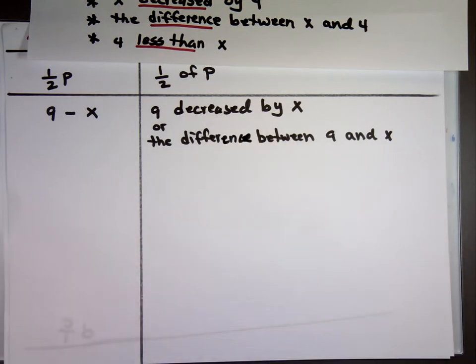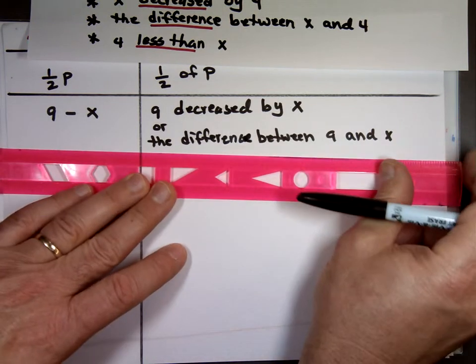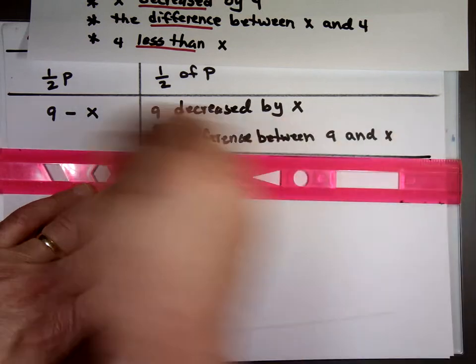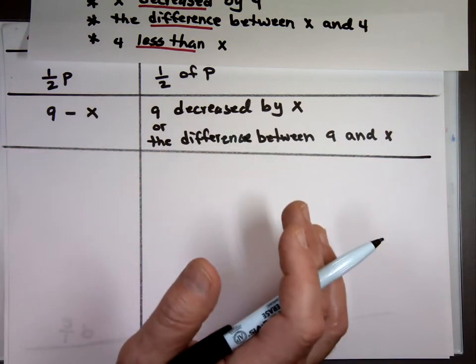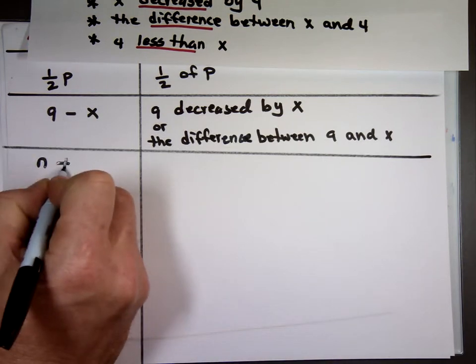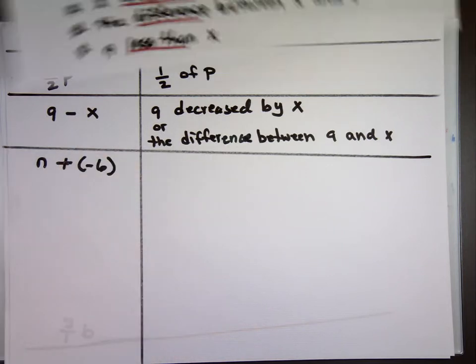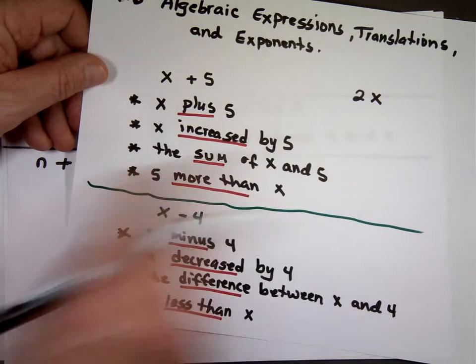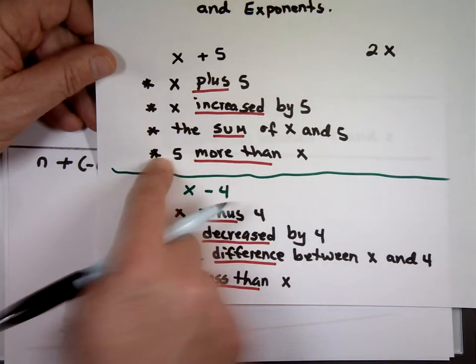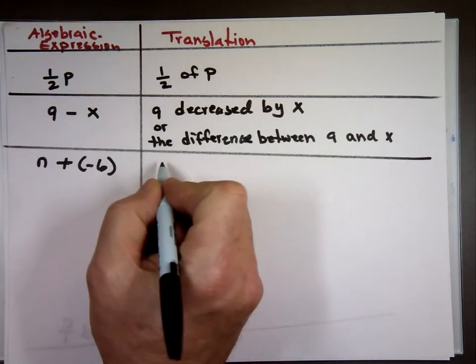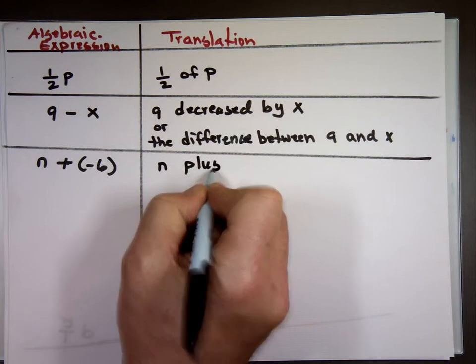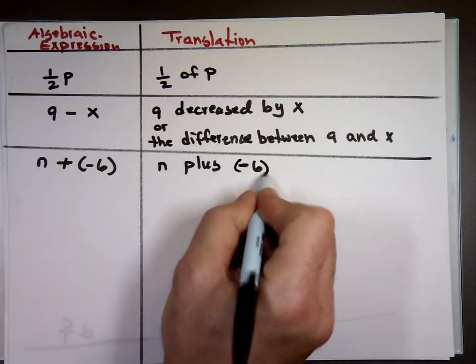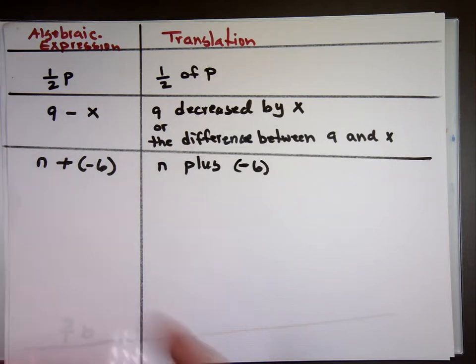The difference between 9 and x. N plus negative 6. That's addition. I can use n plus negative 6, n increased by negative 6, the sum of n and negative 6, or negative 6 more than n. So I can use any one of them. So maybe I'll take the shortcut n plus negative 6. I'm just choosing one. No reason why I pick this over the other choices.